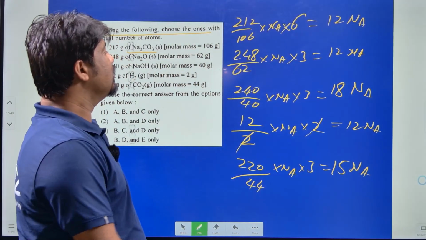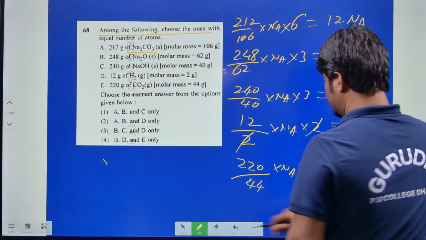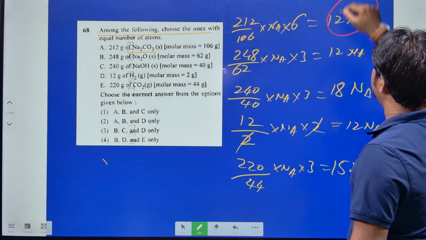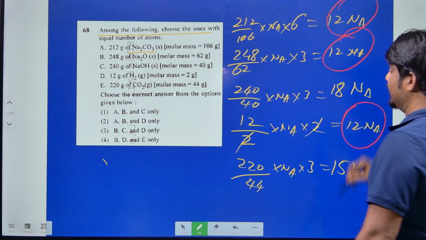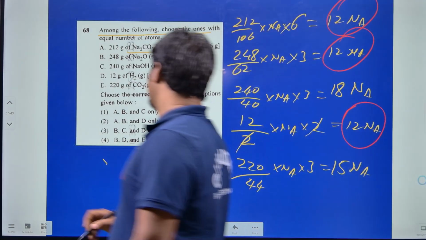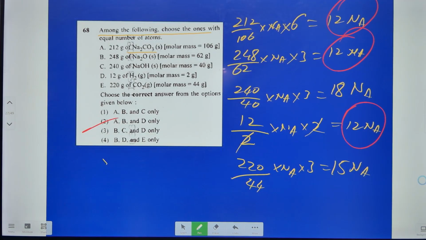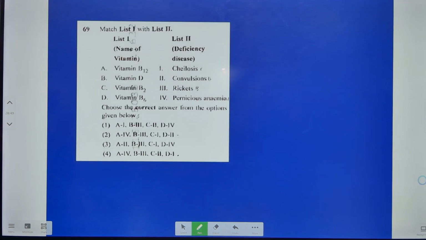So among these, which ones will have the same values? I can find here that 3 will have the same value: A, B and D. ABD will have the same number of atoms. That's why answer 2 is the right answer for the question. Well dear, go to the next problem.